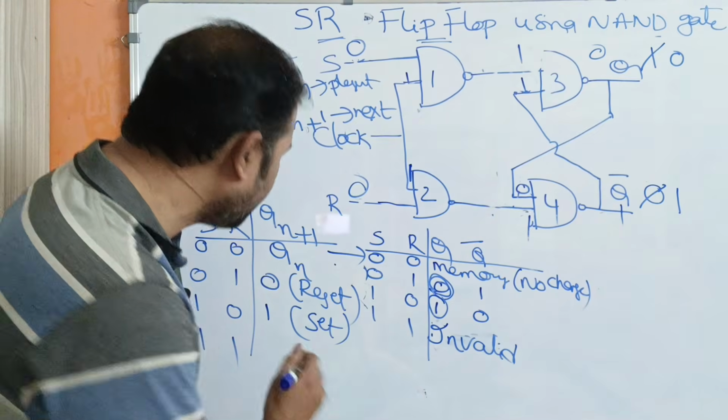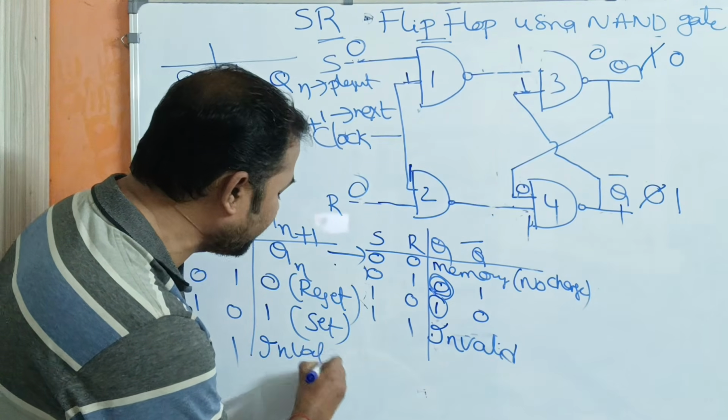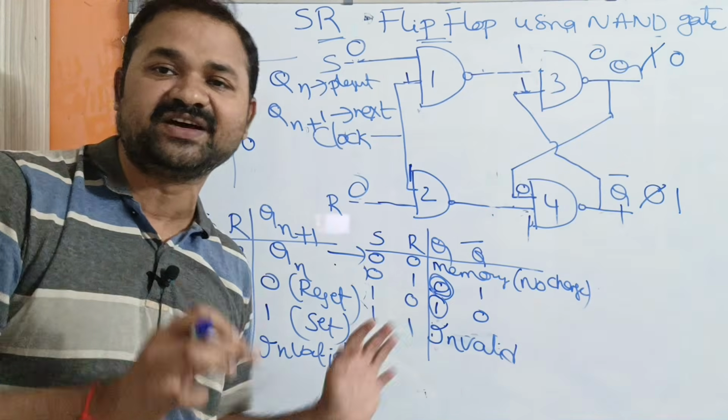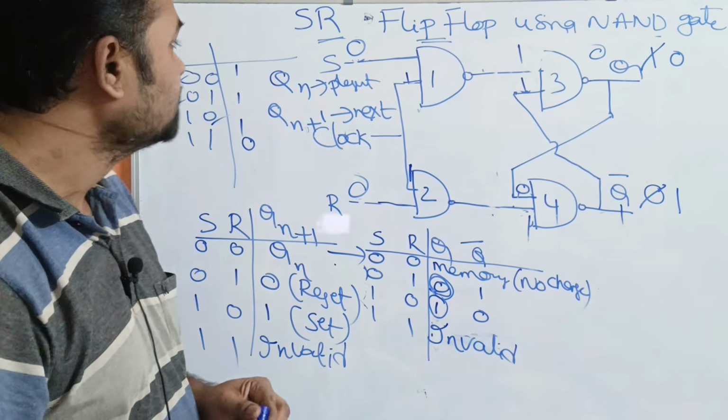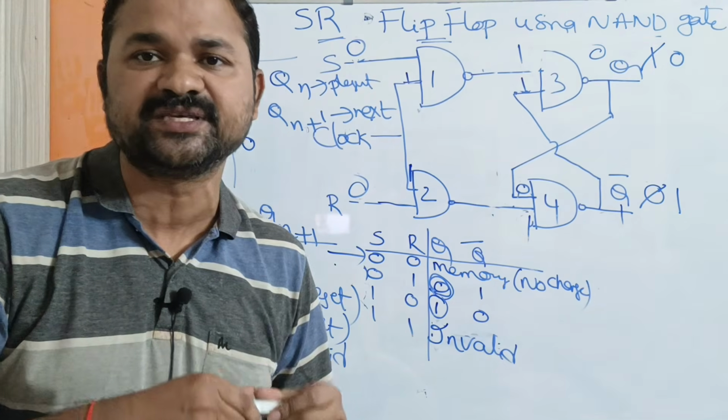Next, if the inputs are 1 1, then we can say that it is invalid. So we never use this combination. So this is about the SR flip-flop using NAND gates.